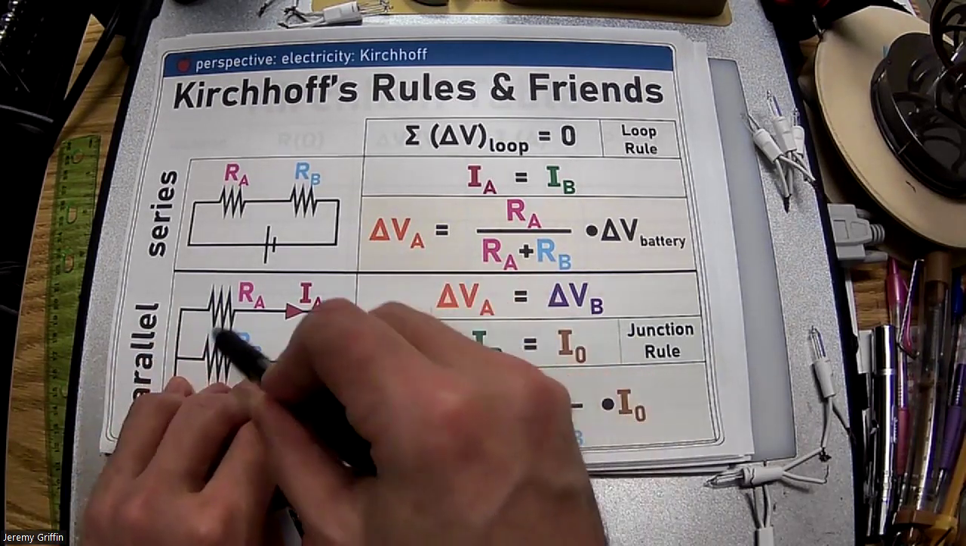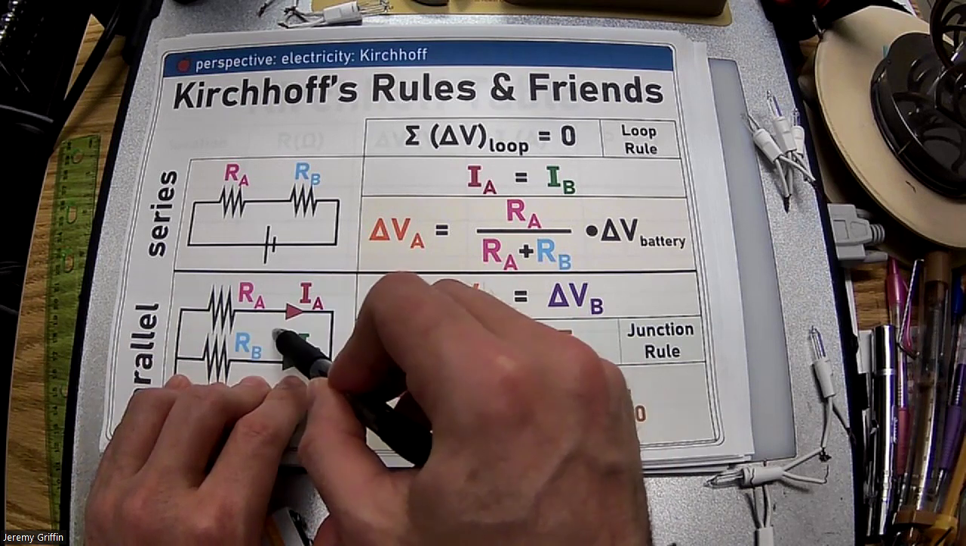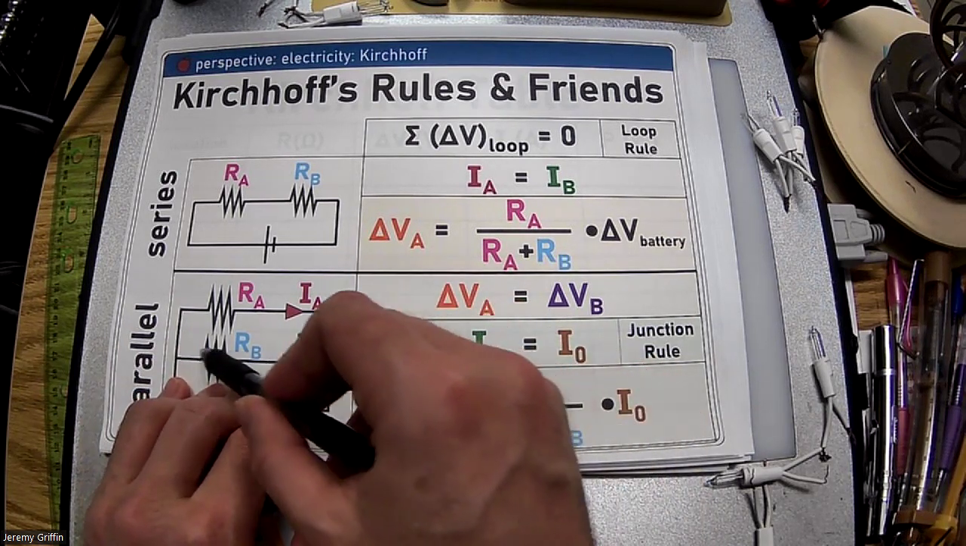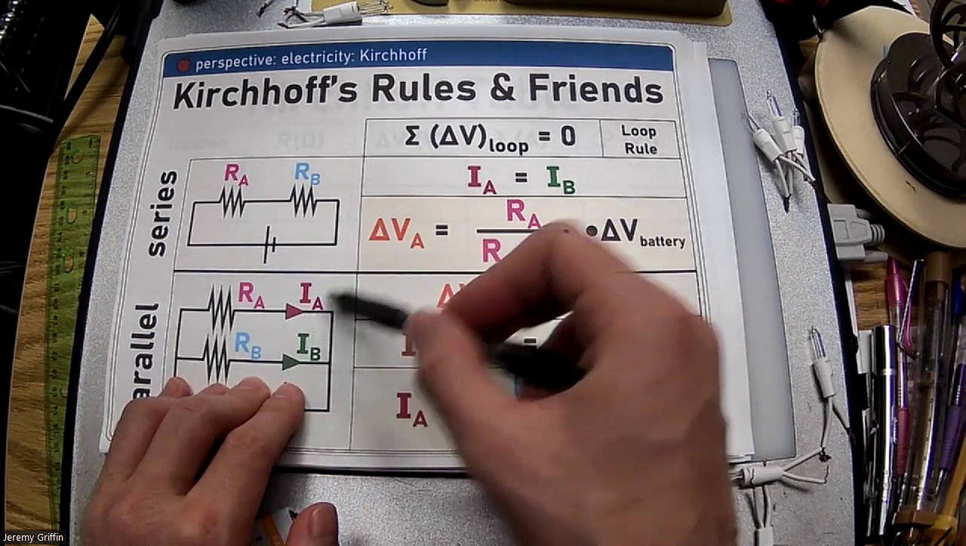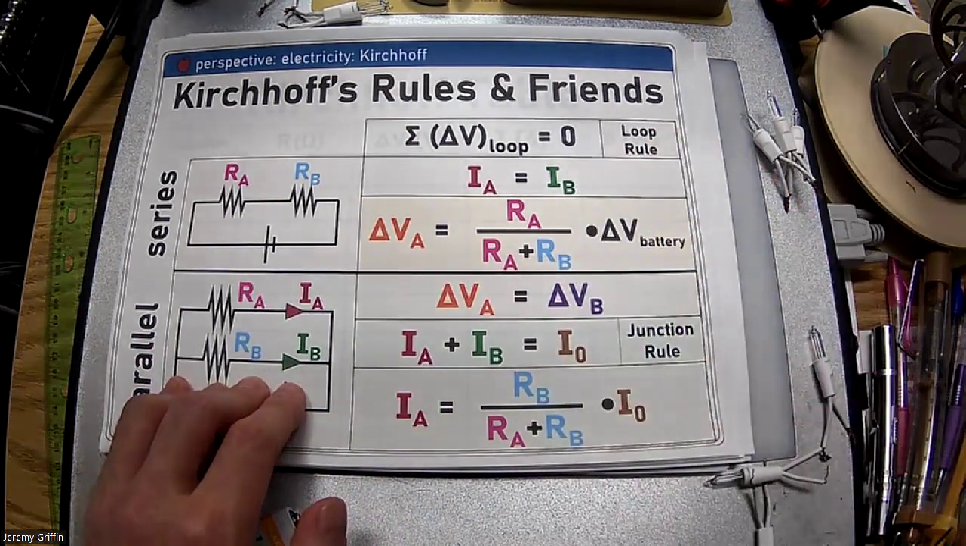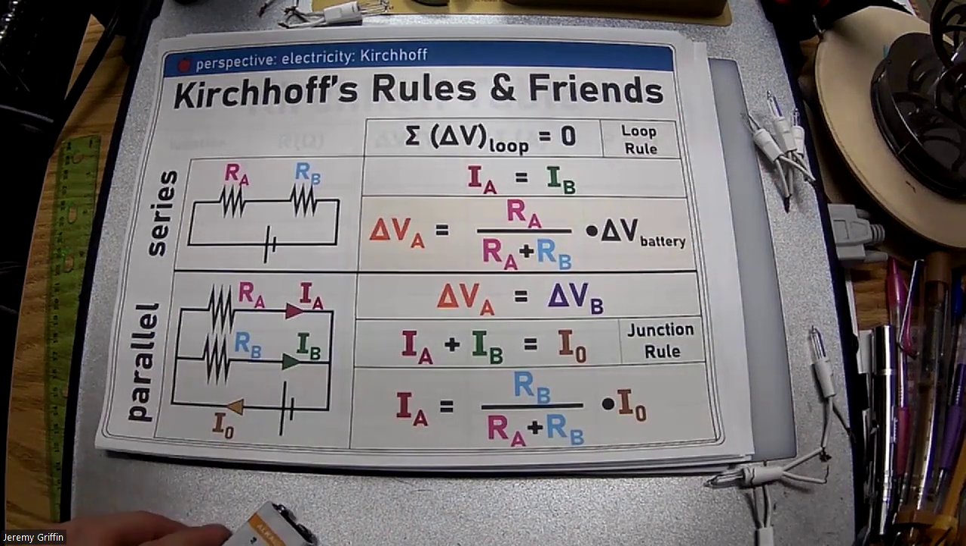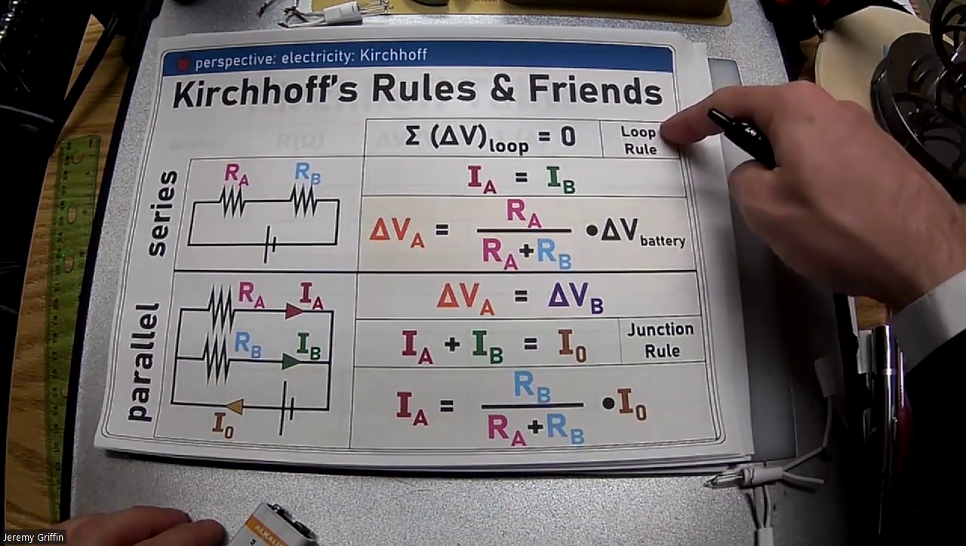Or what about this? Here's a loop. Here's a little sneaky loop. You see it? Now, one way you're going against the current, one way you're going with the current. So it'd be 9 volts one way, 9 the other way. So it still zeroes out. You see that too? Okay, so there you go. There's the loop rule. It applies to all these situations.